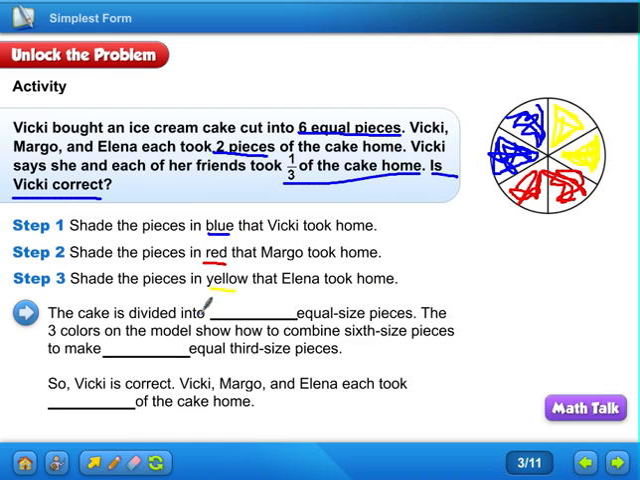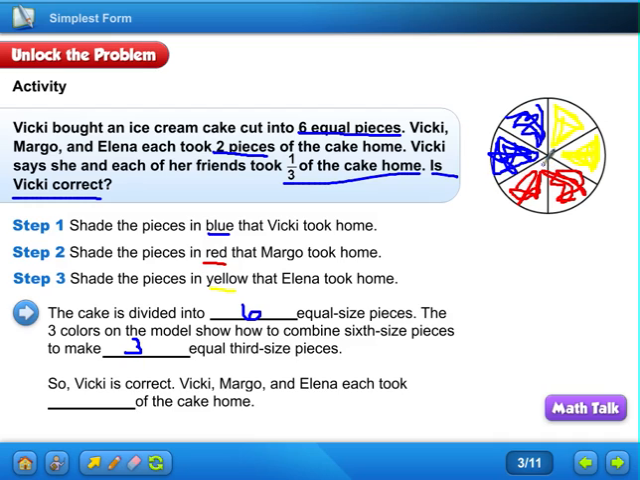The cake is divided into blank equal size pieces. How many equal size pieces is it divided into? 1, 2, 3, 4, 5, 6. It is divided into 6 equal size pieces. The 3 colors on the model show how to combine 6 size pieces to make 3 equal third size pieces.